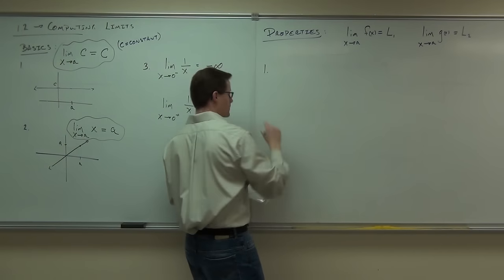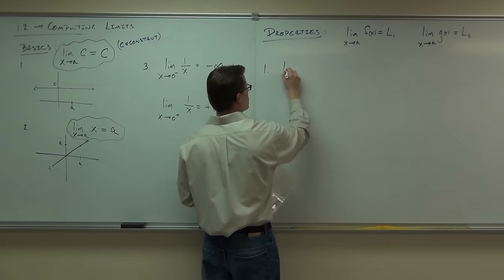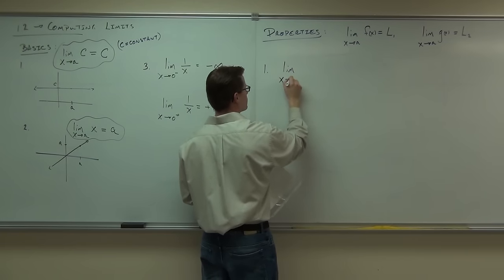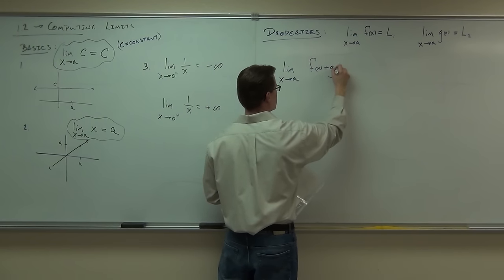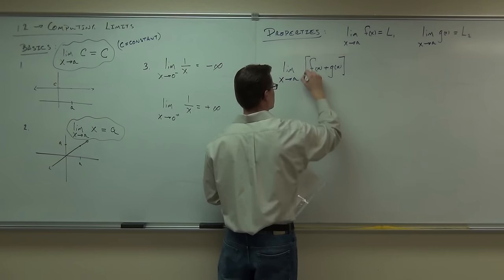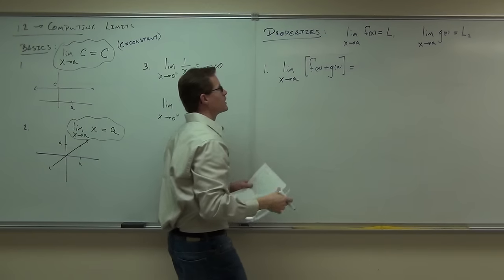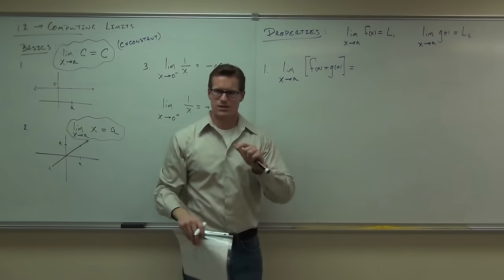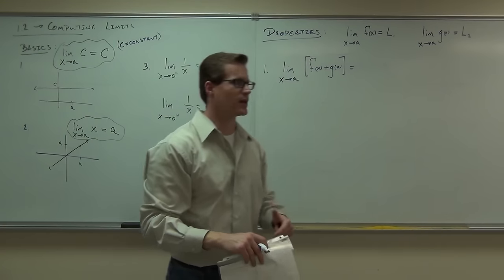Here are your properties. There's basically five things we can do. They're all quite interesting. First one, this is why both of those have to exist, because we're going to do this. You're not going to see why this is really interesting until next time, so make sure you come back on Friday.